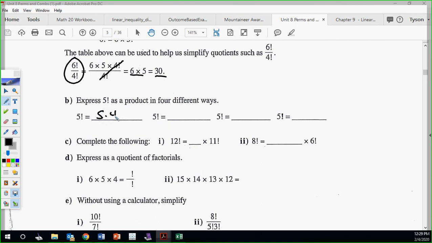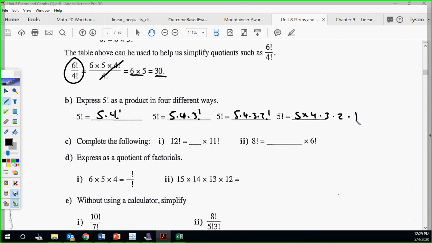Okay, write 5 factorial in different ways. 5 times 4 factorial, 5 times 4 times 3 factorial, 5 times 4 times 3 times 2 factorial, 5 times 4 times 3 times 2 times 1. So there are all different ways you can write 5 factorial. Okay, any questions about factorial so far?